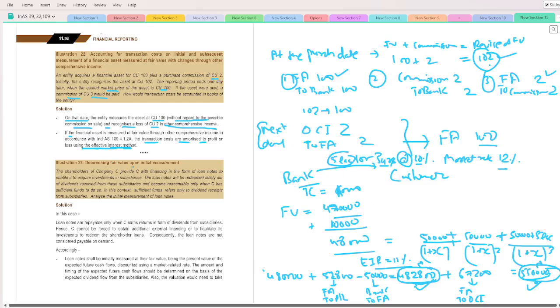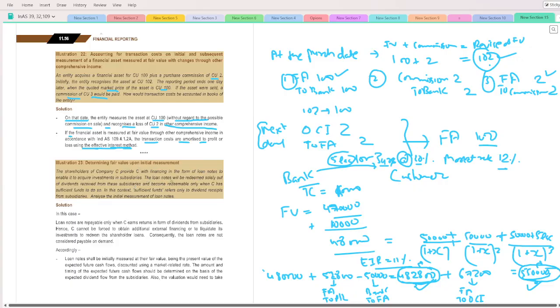Okay, determining the fair value upon the initial measurement. The shareholders of company C provide C with financing in the form of loan notes to enable it to acquire the investment in the subsidiary. So the shareholder has given the money to company C, and company C is using that money to invest in its subsidiary further.